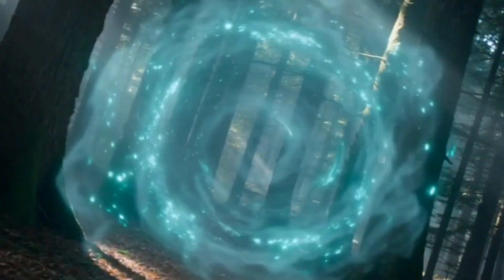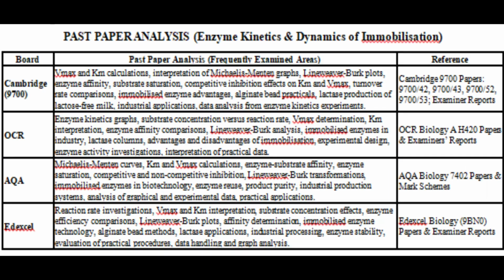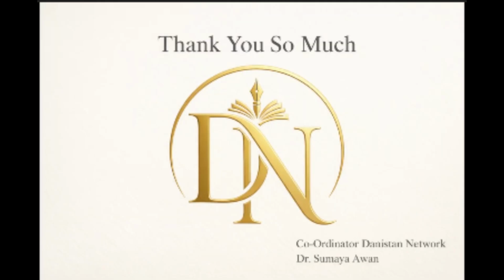Key terms for this topic are presented on the screen, classified according to different exam boards. These terms require dedicated focus during preparations as they are essential and should never be ignored. In addition, past paper analysis is included for each board and paper type. Be sure to review this carefully as it will greatly contribute to improving your preparations. Also, make an effort to understand the meaning and application of each keyword rather than memorizing them on their own. Regular practice using these terms in past paper questions will significantly enhance your accuracy and overall exam performance.